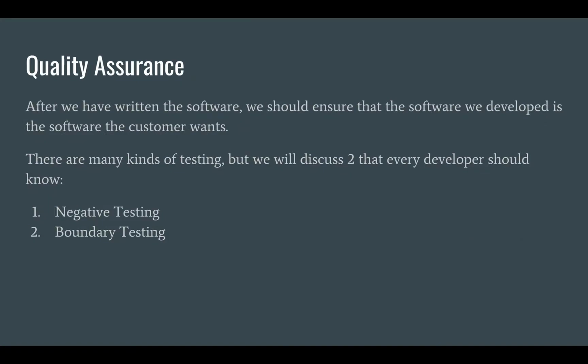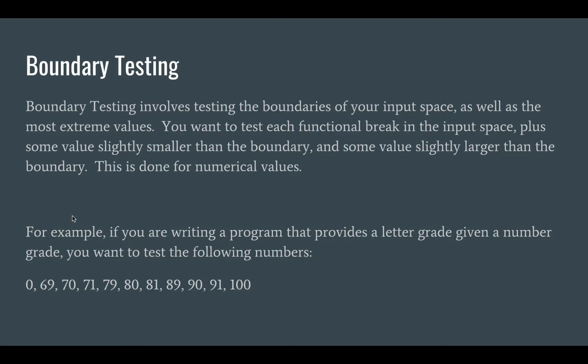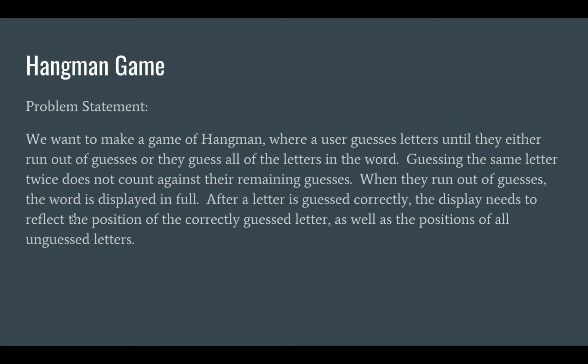And then quality assurance. Once again, you could probably make a list of 100 things here that you could test with software, but here are just two: negative testing and some boundary testing, like we've discussed. So finally, let's talk about the actual Hangman game, and let's apply this to take a prompt like this and turn it into some actual code.